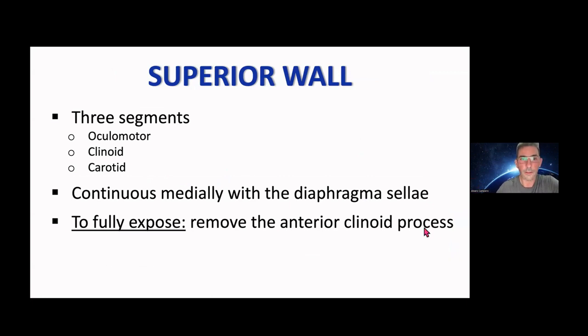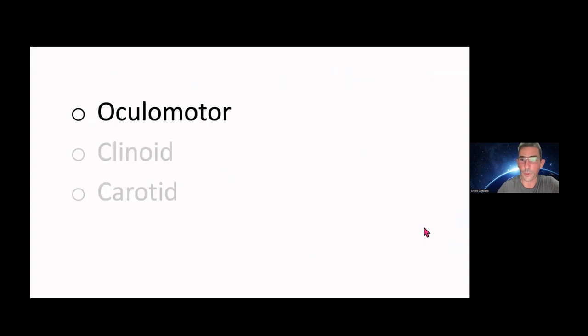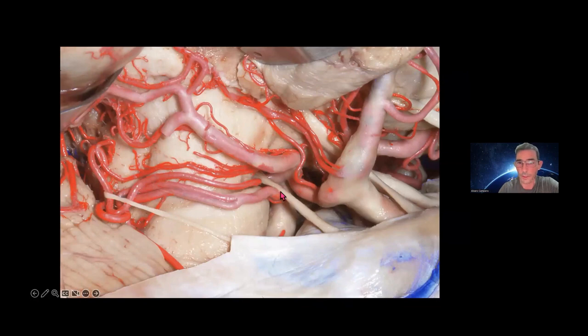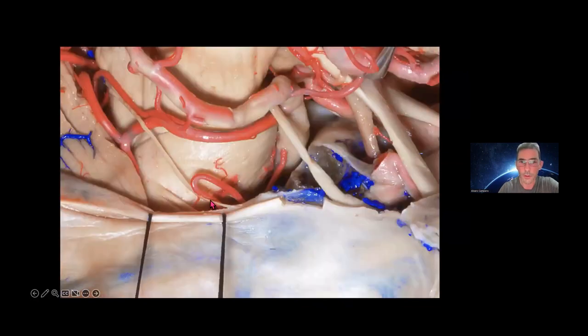To fully expose the superior wall, we have to remove the anterior clinoid process. The oculomotor portion is triangle shaped. We can see here the hole where the 3rd cranial nerve goes, and this is the anterior petroclinoid ligament, the posterior, and the interclinoid, the posterior and the anterior. And this is the oculomotor triangle. But it is interesting, in the lateral view, we can see the third cranial nerve and the fourth cranial nerve, and the fourth cranial nerve enters the roof of the cavernous sinus at the most posterior and lateral portion of the oculomotor triangle.